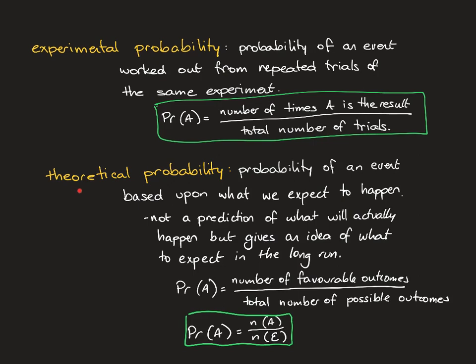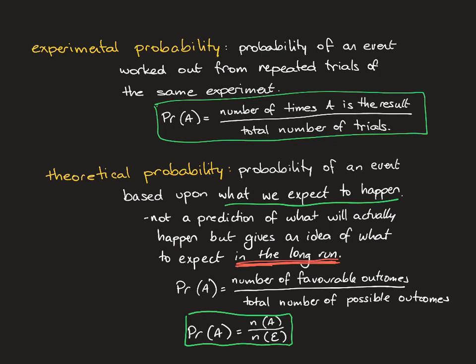The other sort of probability we have is theoretical probability, and that's the probability of an event based upon what we expect to happen. That's why it's called theoretical. It's what we expect to happen. So it's not a prediction of what will actually happen, but it gives us an idea of what to expect in the long run, which means that after many trials, this is approximately the proportion that we would expect to get this particular outcome.